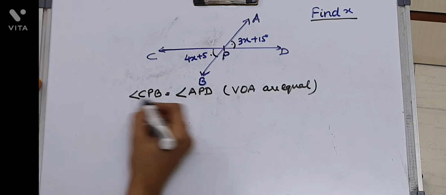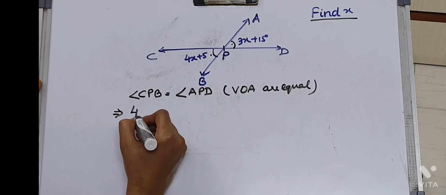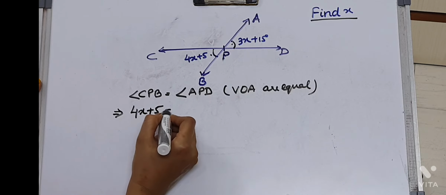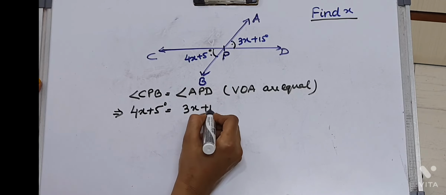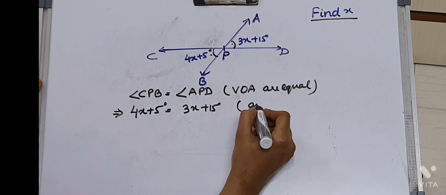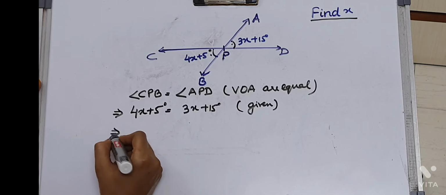Okay. So we will put the values here. What is given in the question is that CPB is 4x plus 5 is equal to 3x plus 15 degrees. Now we have to find x.